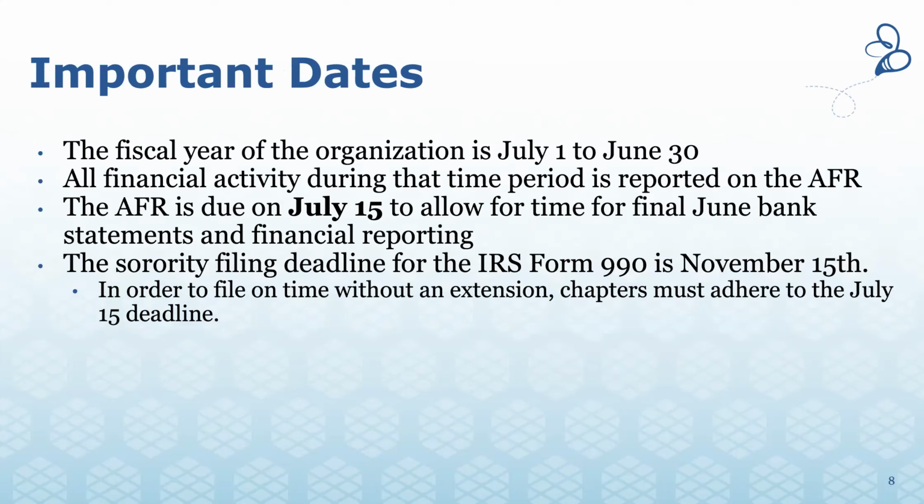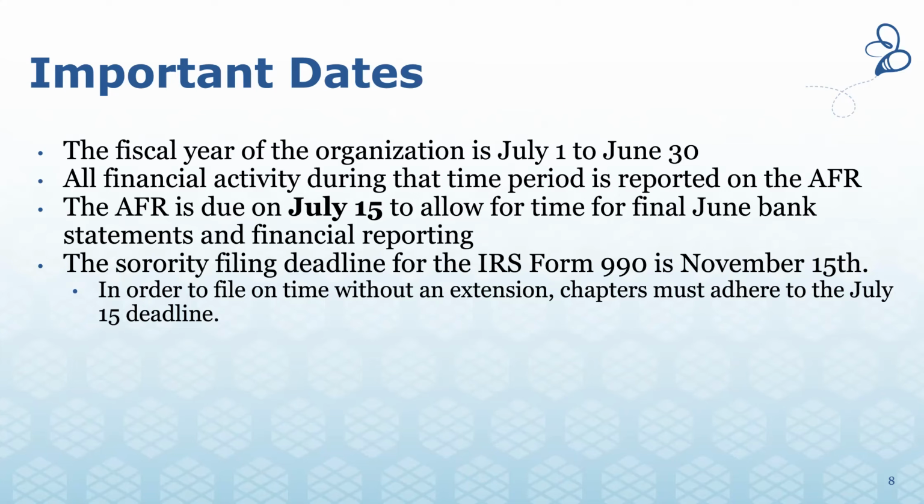So let's talk about some important dates of the annual financial report. The first thing you should know is that the annual financial report is based on a fiscal year. So the fiscal year of Omega Phi Alpha is July 1st to June 30th. So the current annual financial report, you're reporting activity from July 1st, 2021 to June 30th, 2022. And we're in a new fiscal year, so we would call this fiscal year ending 2023. So the current fiscal year started on July 1st, 2022, and it will end June 30th, 2023.